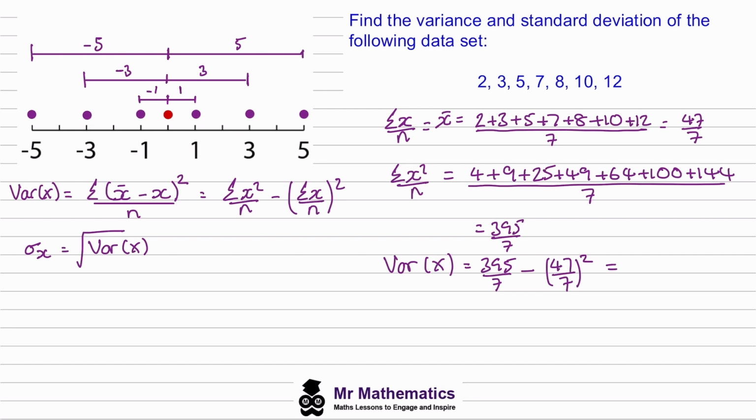We can work this out and we get 11.34. And then to work out our standard deviation, we'll have the square root of the variance, and this will be 3.37. So what this standard deviation means is that each data point varies on average 3.37 from the mean average. Okay? Let's try another question.